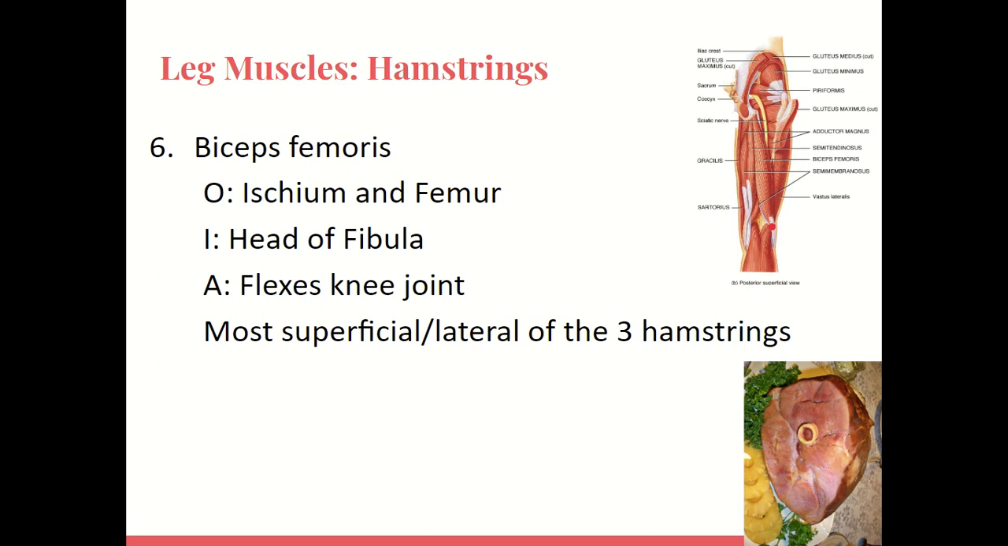So the biceps femoris crisscrosses obliquely across the back of the leg. And it does something very similar functionally to the biceps brachii in the arm. It is a flexor, except instead of flexing the elbow joint like the biceps brachii, it flexes the knee joint. And this is the most lateral and superficial of your three hamstrings.